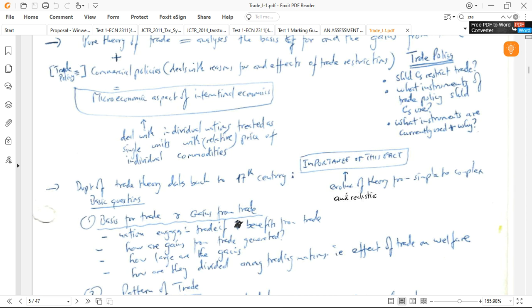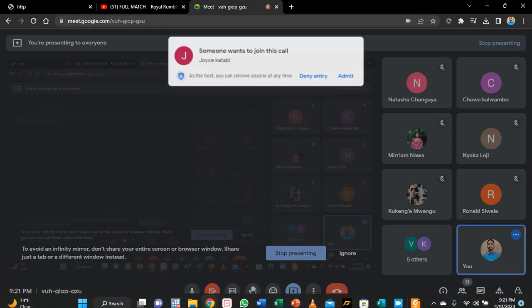Okay, so when we're talking about trade theory, we're just looking at the principles of trade, the guiding principles for trade. With trade policy, we look at the actual policies that must be implemented, the ones that try to guide how trade is supposed to be conducted between or among countries.